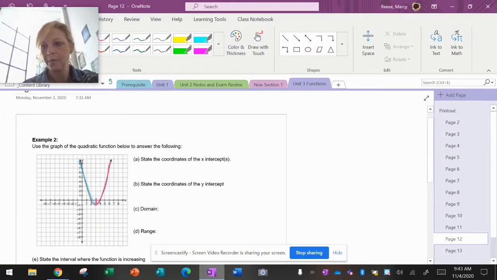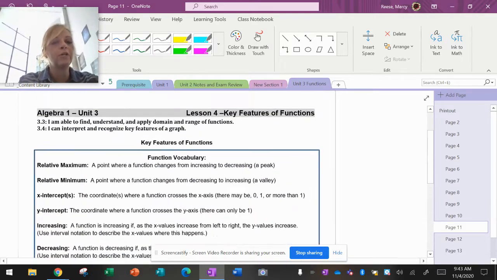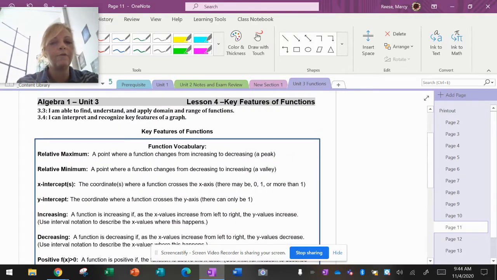Hello, ladies and gentlemen. We need to go back and finish this key features. This is lesson 4, key features.